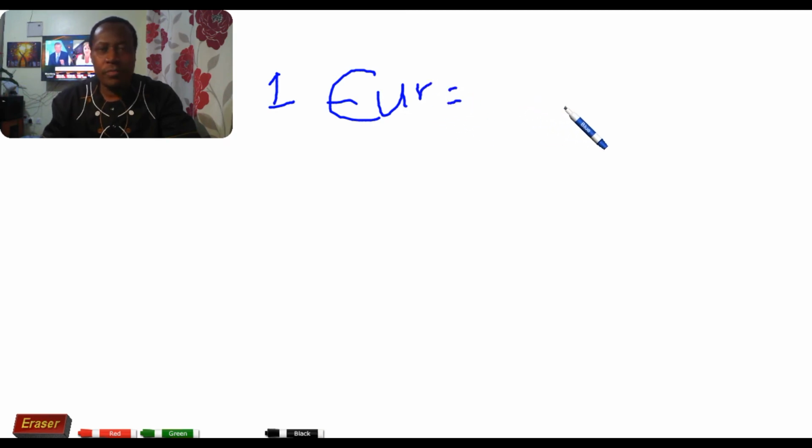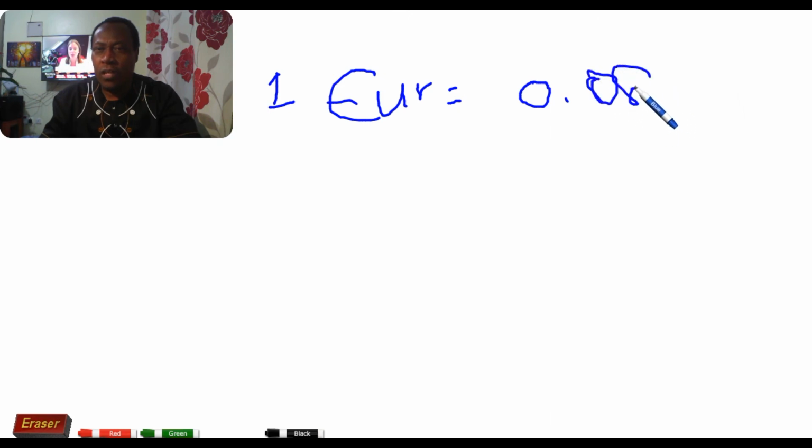What we realize now from the lesson so far is that a pair and its price is basically the summary of a sentence. A pair and its price is basically the summary of a sentence, like this one. Let me give you an example. One euro is equals to 0.0891.